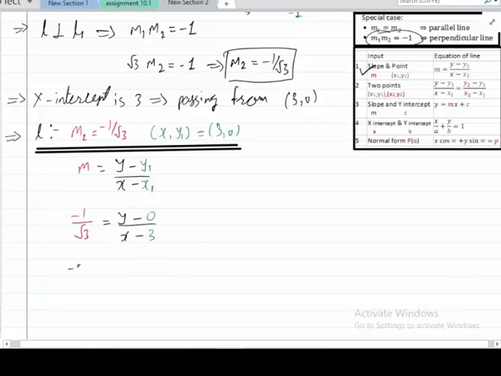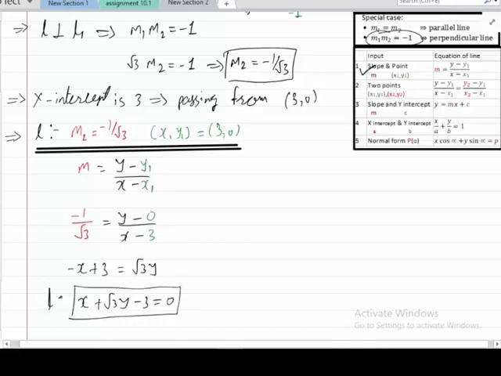Let's cross multiply. Minus x plus 3 is equal to root 3y. Or we can say x plus root 3y minus 3 is equal to 0 will be your required equation of line. Ta-da!